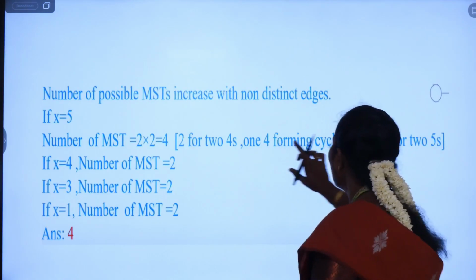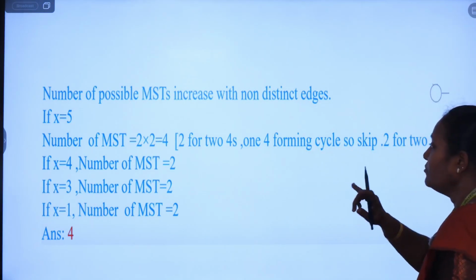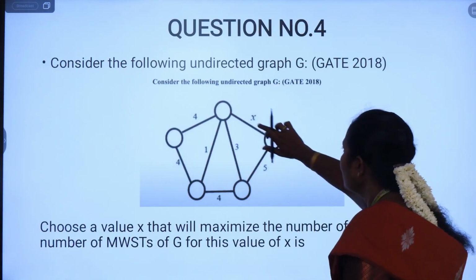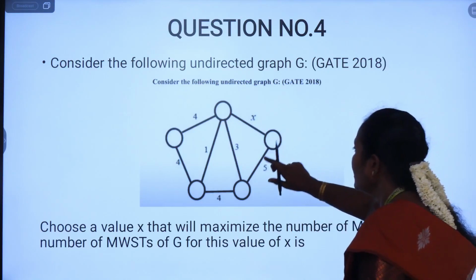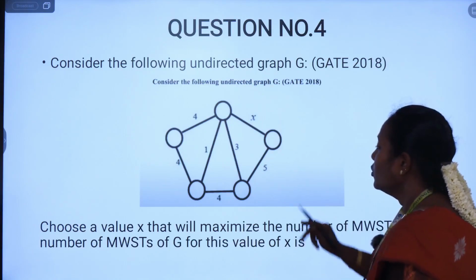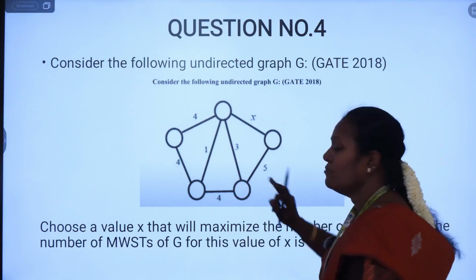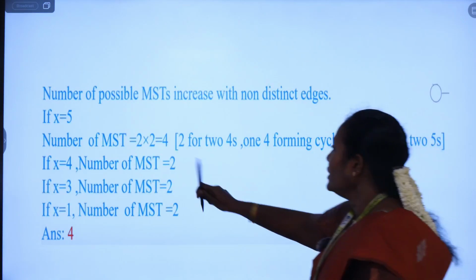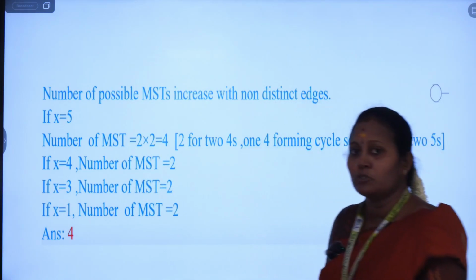Similarly, for X is equal to 5, by using 5 you will have 2 minimum spanning trees. That is, if you are considering this edge, you will have 1 minimum spanning tree. If you are considering this edge, you will have 1 minimum spanning tree. So for 4 you will have 2 minimum spanning trees. For 5 you will have 2 minimum spanning trees. So totally you will have 4 minimum spanning trees if you are considering X is equal to 5.